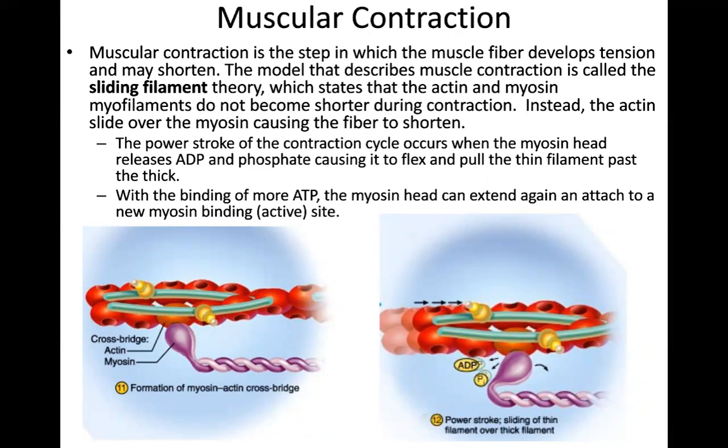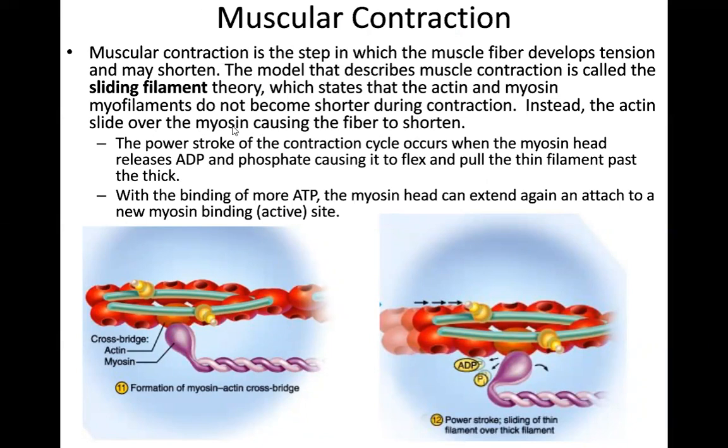Muscular contraction is the step in which the muscle fiber develops tension and may shorten. As I described earlier, the model describing muscle contraction is called the sliding filament theory, which states that actin and myosin myofilaments do not become shorter when they contract. Instead, the actin slides over the myosin, causing the muscle fiber to shorten.